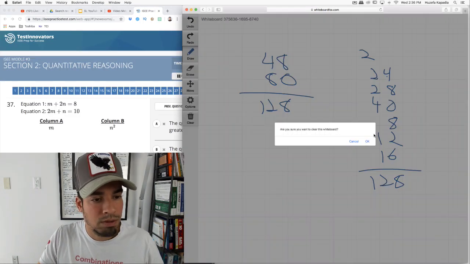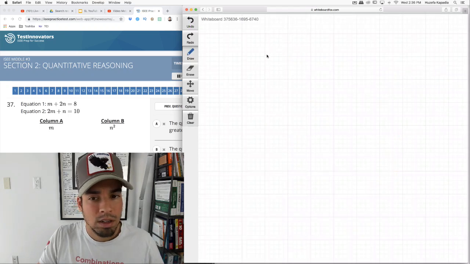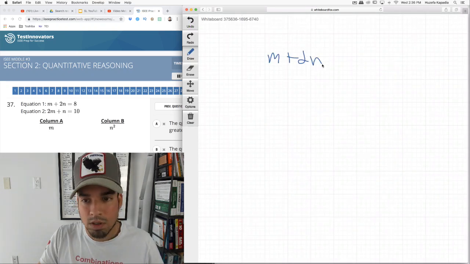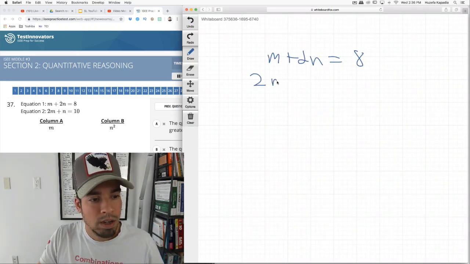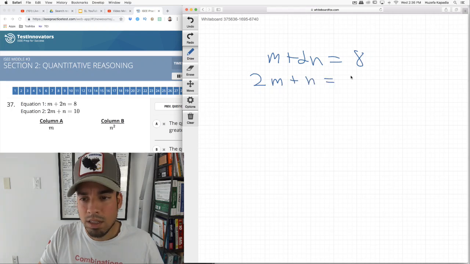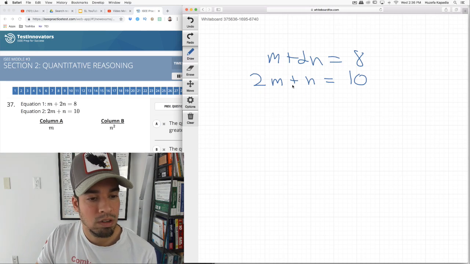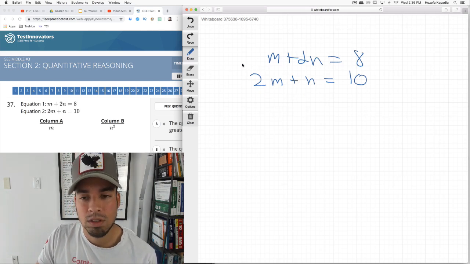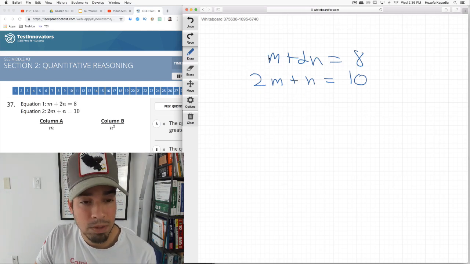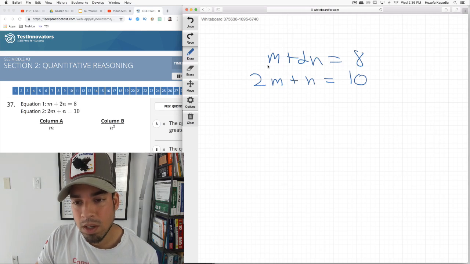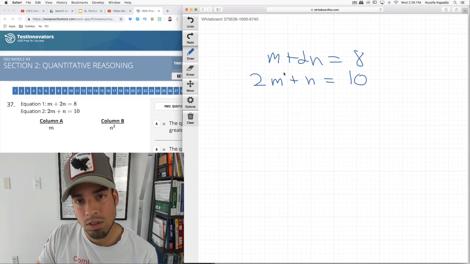Last question. Solve for m and n. 2m plus n equals 10. This is what's called a system of equations. Now, there's different ways that we can solve this, but I'm going to advocate for elimination here. Elimination is my favorite way to solve these in general. You could also isolate and substitute, but let's go with elimination.